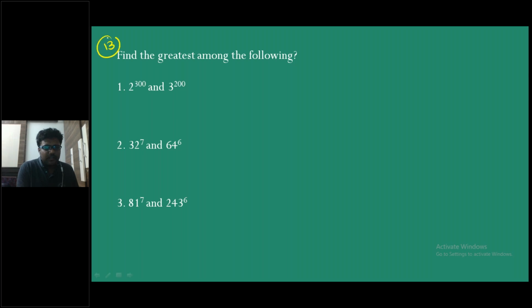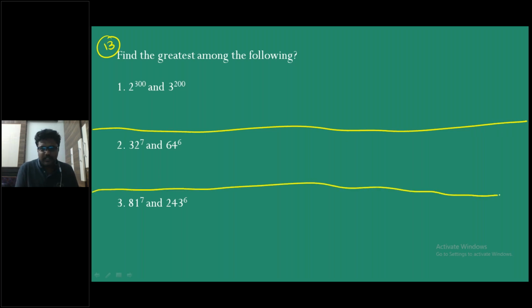13th question. See, these are all individual. Among these two numbers, what is the greatest number, smallest number, I have to identify. Among these two numbers, what is the greatest or smallest we have to identify. Okay, three different questions indirectly here. Among those two, which is the greatest, which is the smallest, we have to identify.